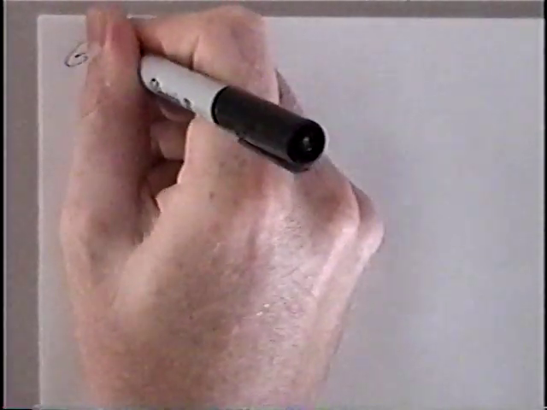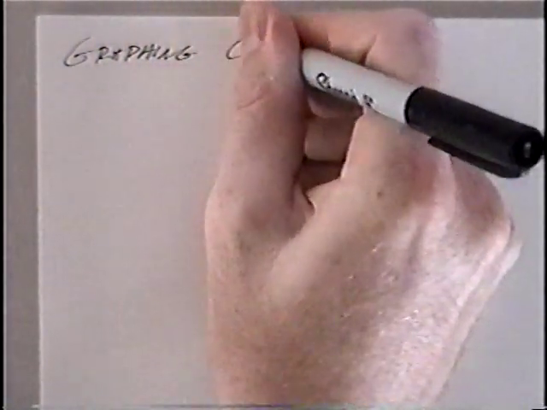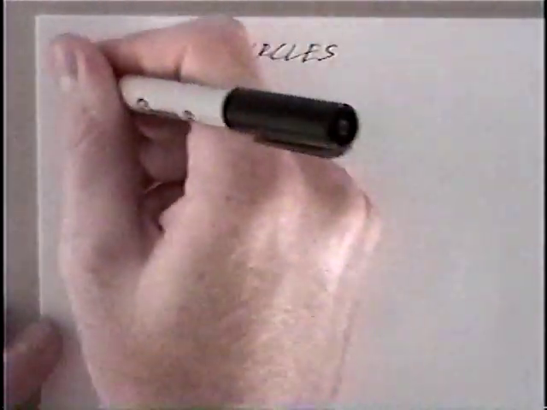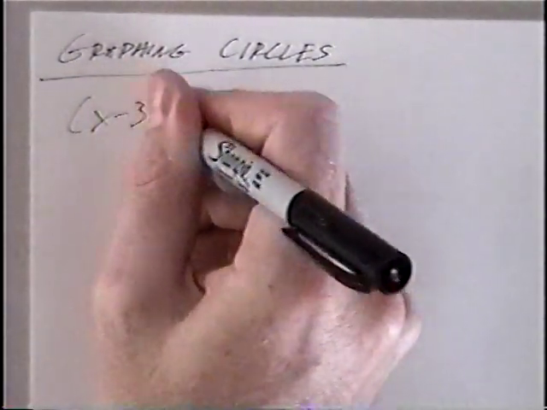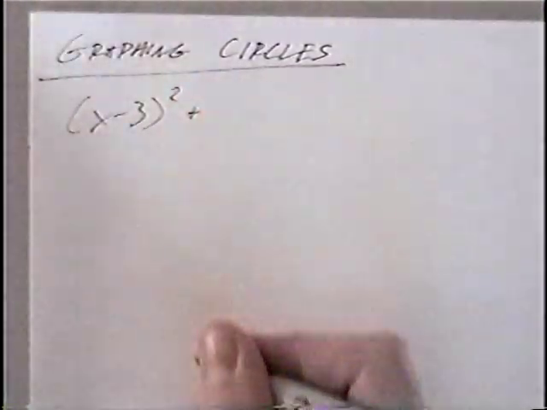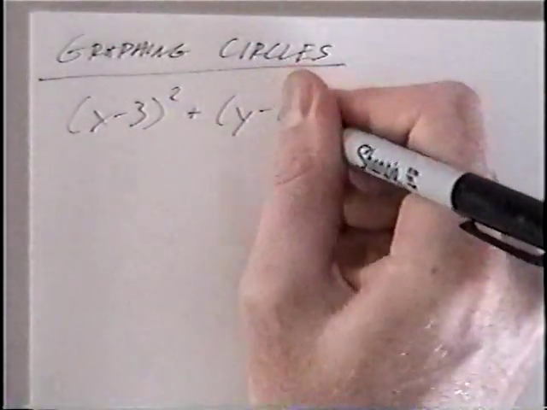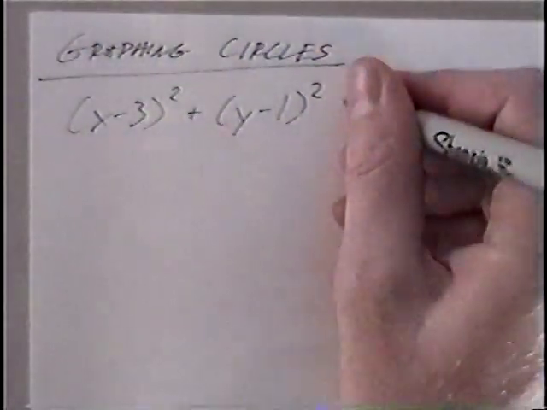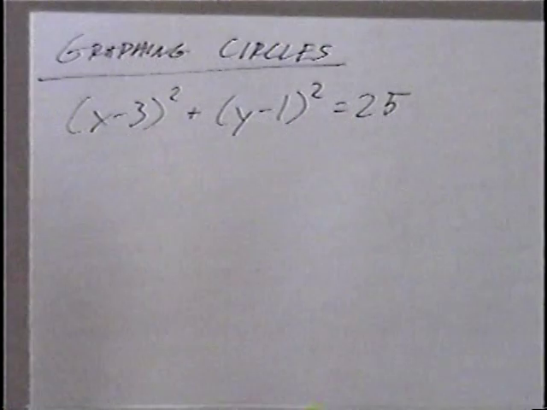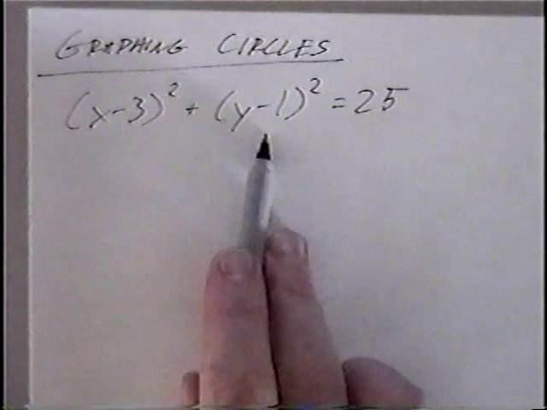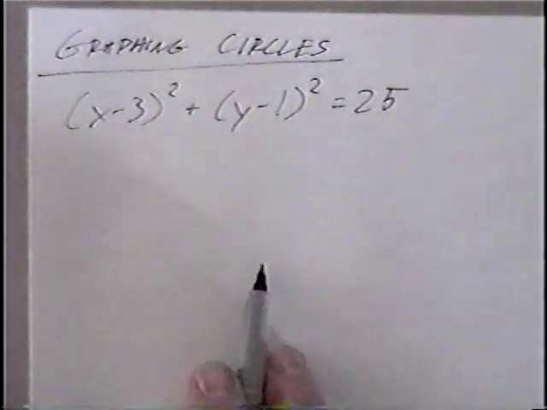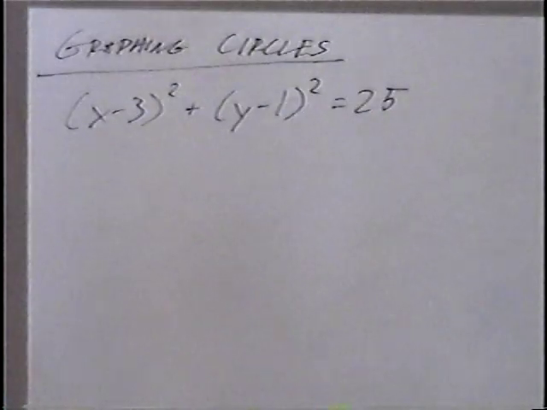Title of next section and last section today is graphing circles. First equation, in parentheses, x minus 3 squared plus second parentheses, y minus 1 squared equals 25. This is in standard form for circles, where you have x and y on the same side, both to the second power, and it's equal to a number.